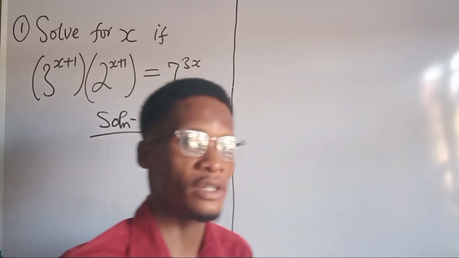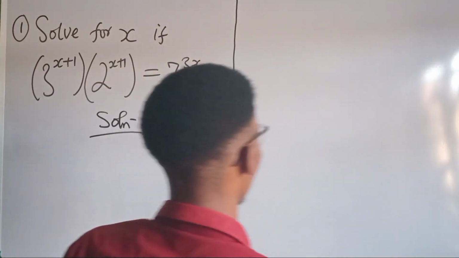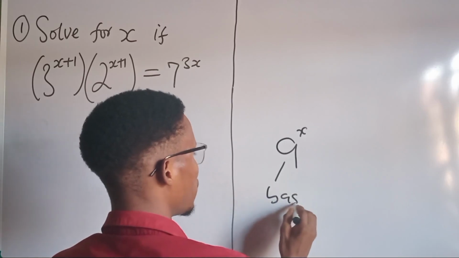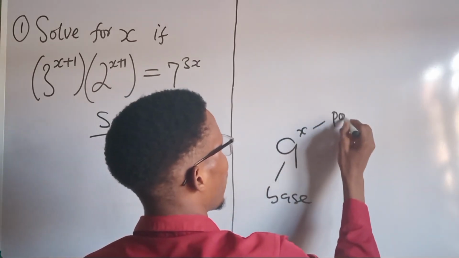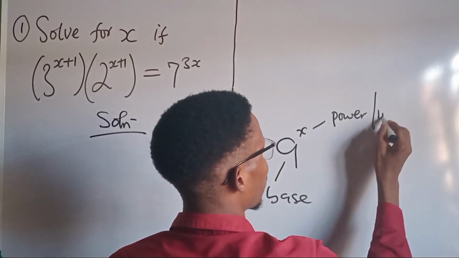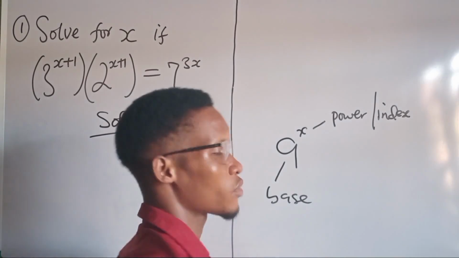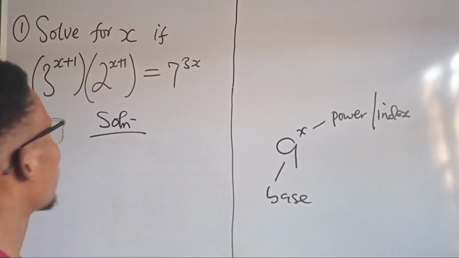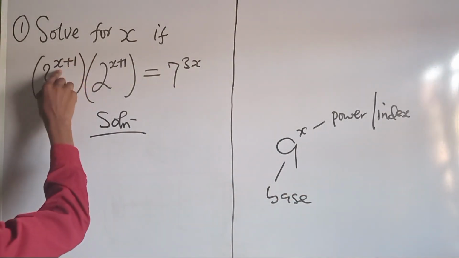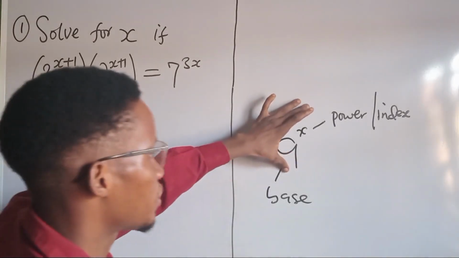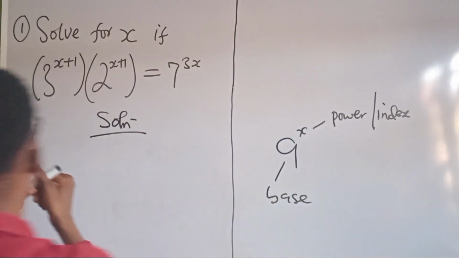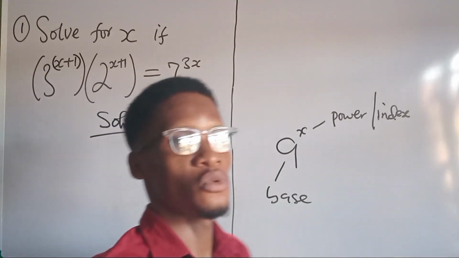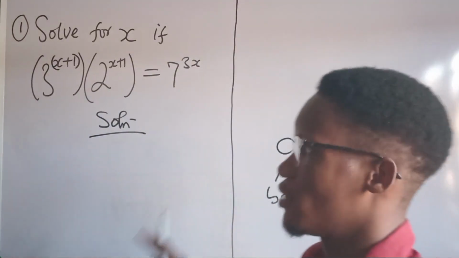I told you initially when I started this topic that when you're given a raised to power x, then a here is called the base and x here is called the power, or we'll call it the index. So this particular question is of this form: a raised to power x, whereas 3 raised to power x plus 1 is the same as this. Whereas this x plus 1 is known as the power and 3 there is the base.